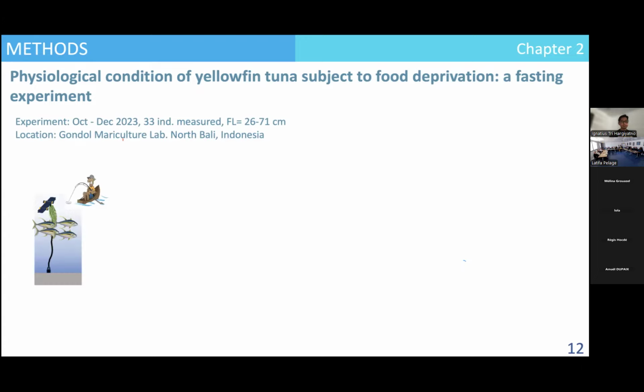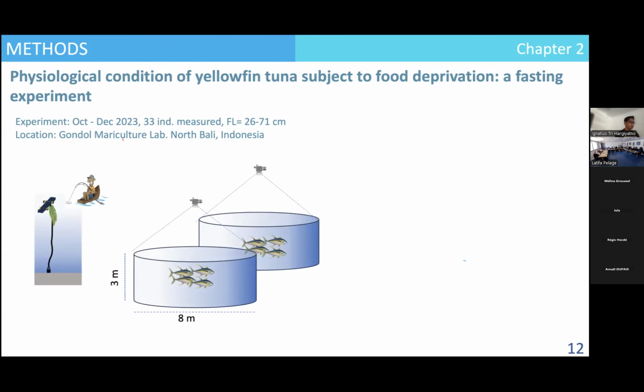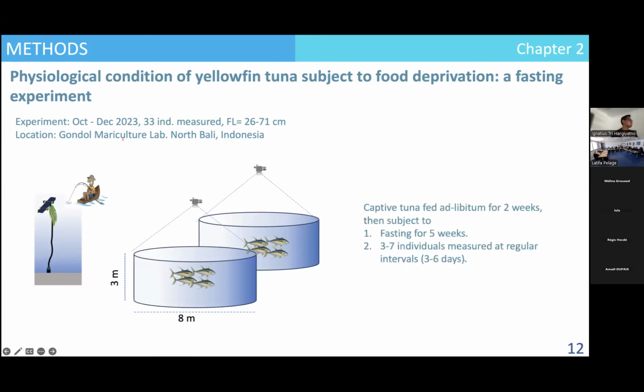And how did we get the fish? We caught fish from FADs in north Bali, and we brought them to the tanks. We divided them into two tanks, each with a diameter of 8 meters and a depth of 3 meters. Then we maintained and fed them in captivity for at least 2 weeks, and then provided fasting for 5 weeks, and we measured 3 to 7 individuals at regular intervals of 3 to 6 days.